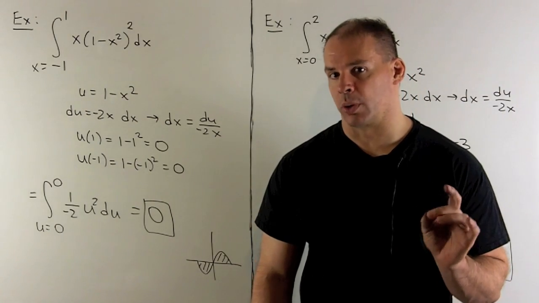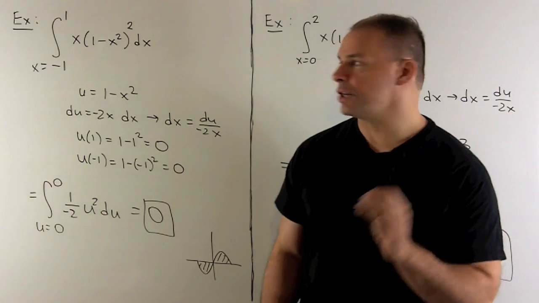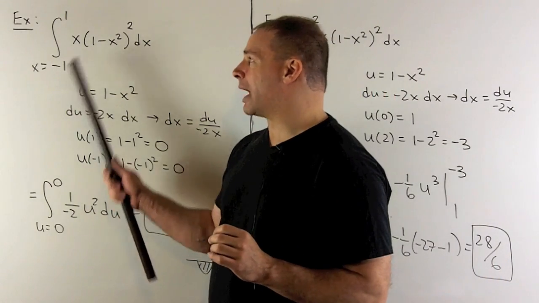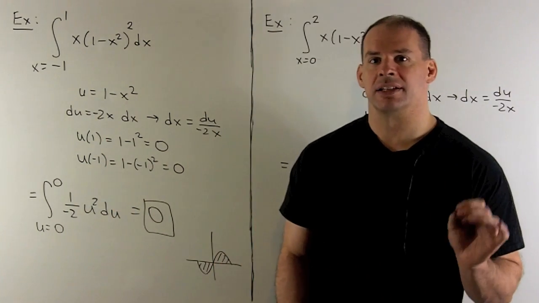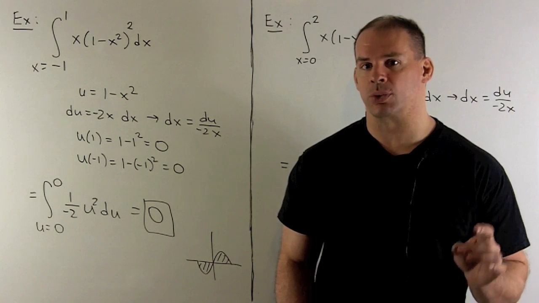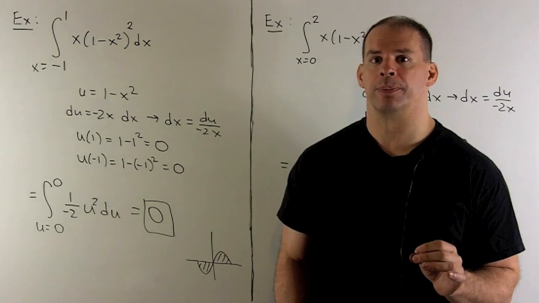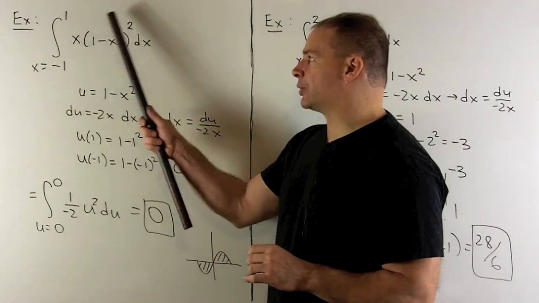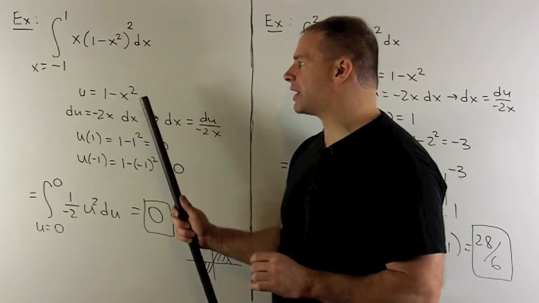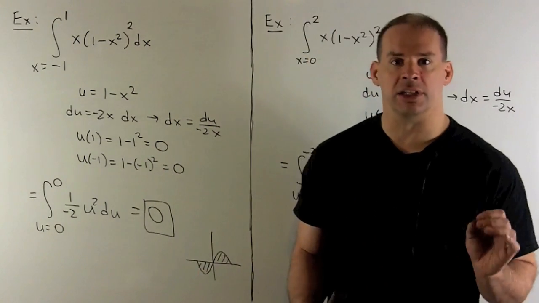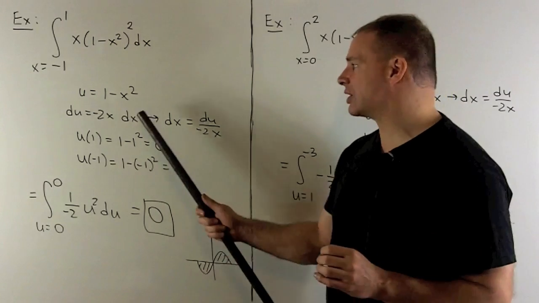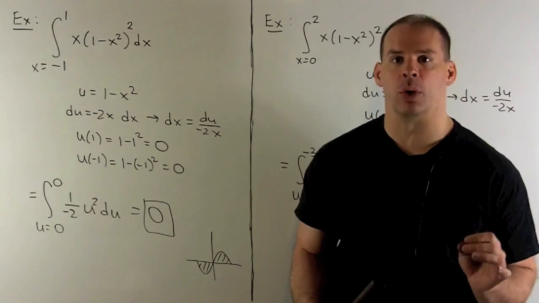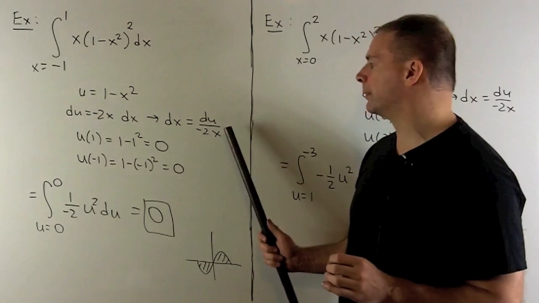Here are two examples worth noting. First, the definite integral from -1 to 1 of x times (1 minus x squared) quantity squared, dx. We do our change of variables. So I'll let u be equal to our inside function, 1 minus x squared. Du is equal to minus 2x dx, or dx equals du over minus 2x.